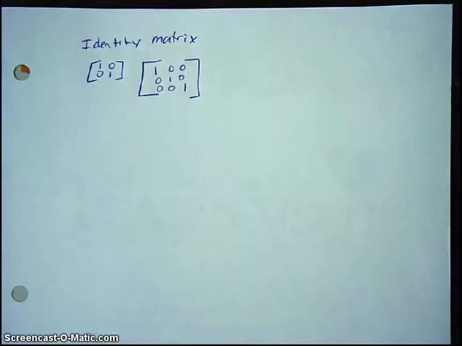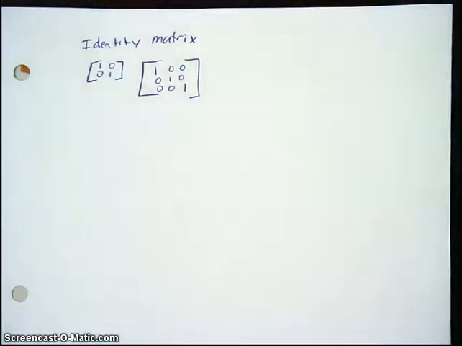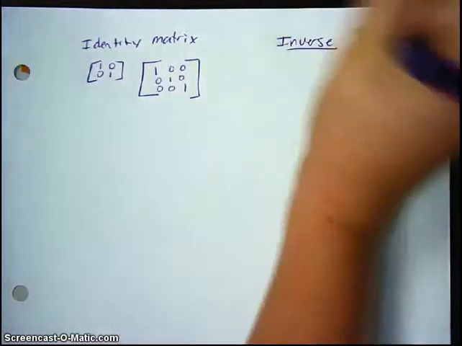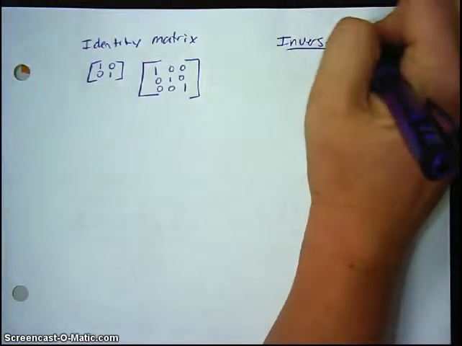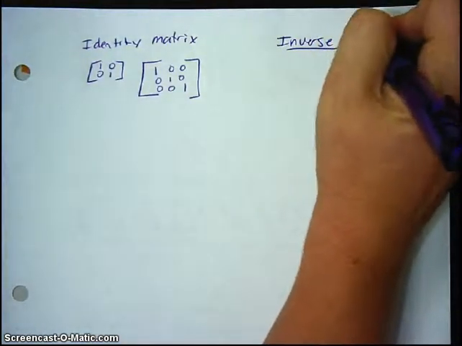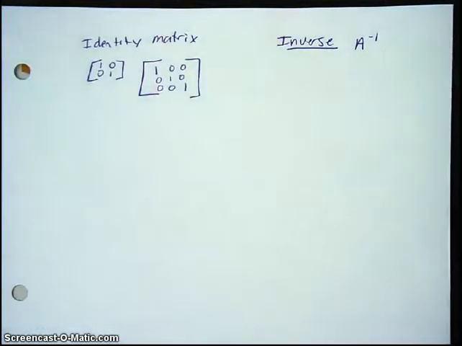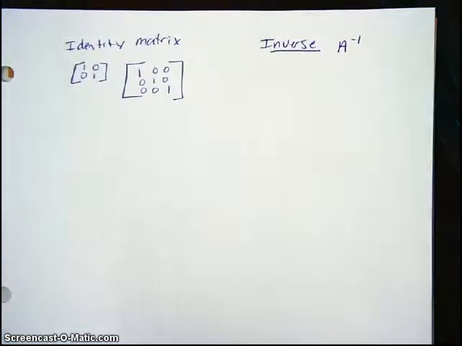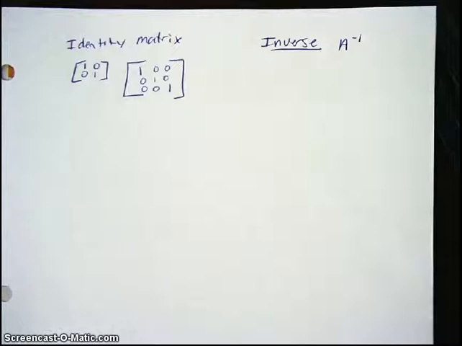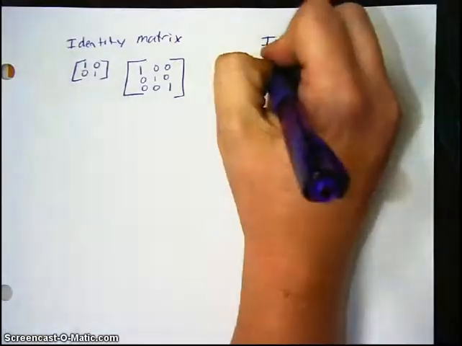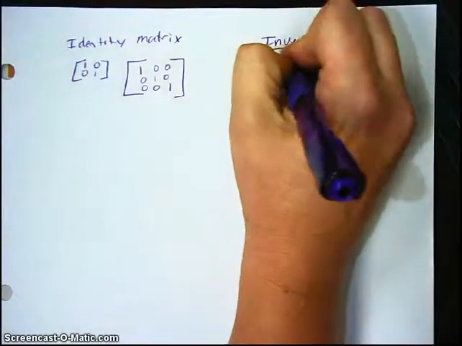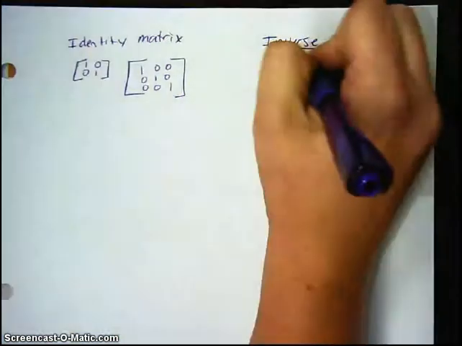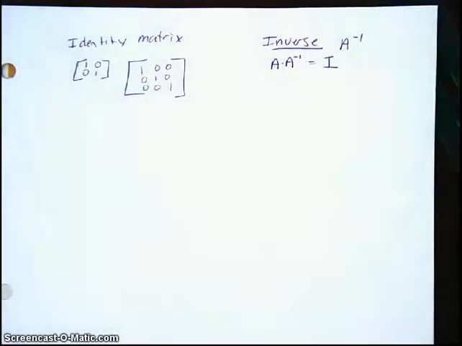That's the identity. When we look at the inverse matrix, the identity comes into play there. The inverse of matrix A we note with a -1 as the exponent, so that means A inverse. That doesn't mean that everything's negative, it just means it's the inverse. The definition of an inverse is that matrix A times its inverse is equal to the identity matrix.